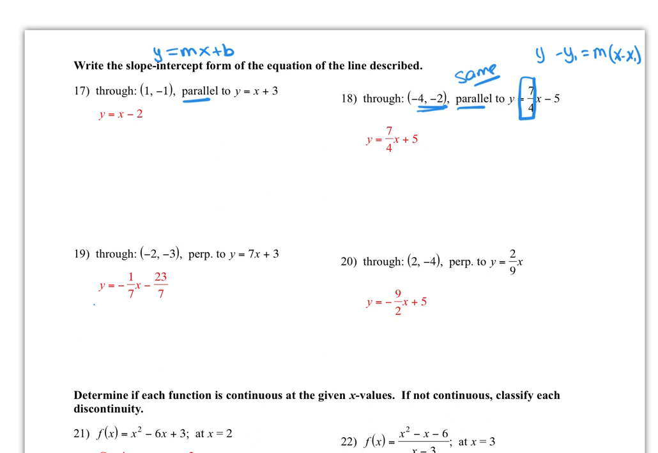Perpendicular, remember the difference between that and parallel, you do need this guy, but your slope is going to be the negative reciprocal. This is positive 7. Your slope is negative 1 over 7. And then you're going to do the same thing with that point. Again, this should be review at this point, obviously, but review from prior years.